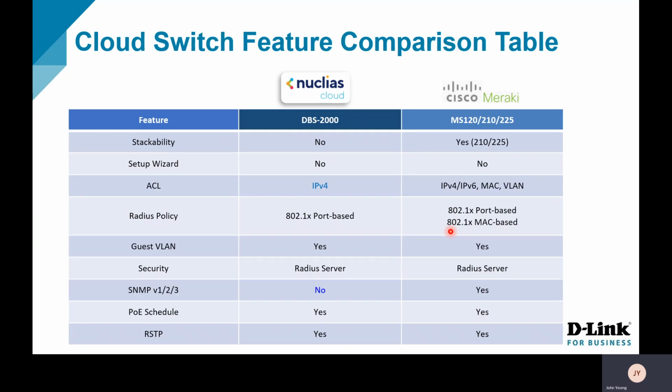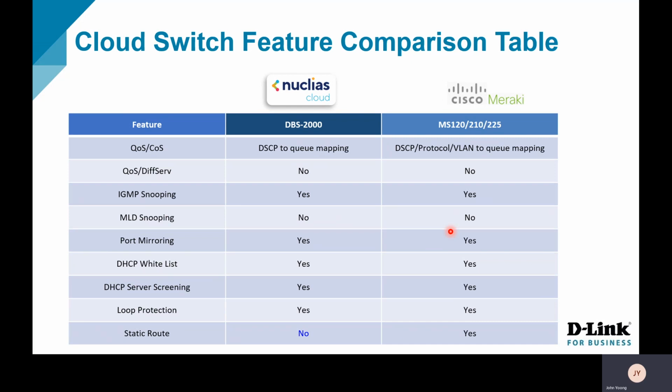Comparing the switch itself, just remember our DBS-2000 series is a layer 2 switch only, but we are coming out with layer 3 this year. We also have all the functions like the access control list, the RADIUS server, the RTSP, and the PoE schedule. Compared on QoS, same thing. We have all the QoS functions, IGMP snooping, and port mirroring for troubleshooting. Then we have DHCP server screening and loop protection. The only thing is that because we are a layer 2 switch, we do not come with a static route. Remember, no static route.